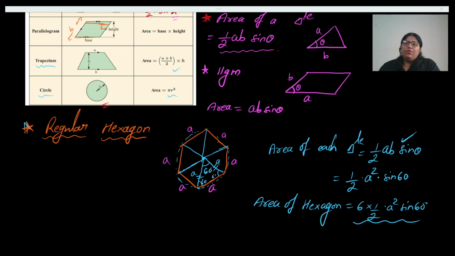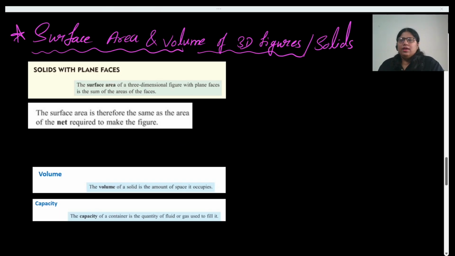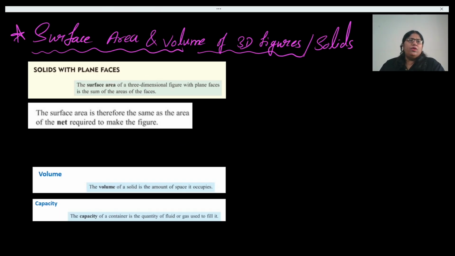So these are the 2D figure areas that you have to remember. Now we will see how to derive the formula of surface area and volume of 3D figures or solids. Whenever a solid is there, it is a combination of plane faces. That's why we have seen how to calculate the area of 2D figures. The surface area of a three-dimensional figure with plane faces is the sum of the areas of its faces. Plane faces can be square, rectangle, any plane figure. They can be curved faces also.